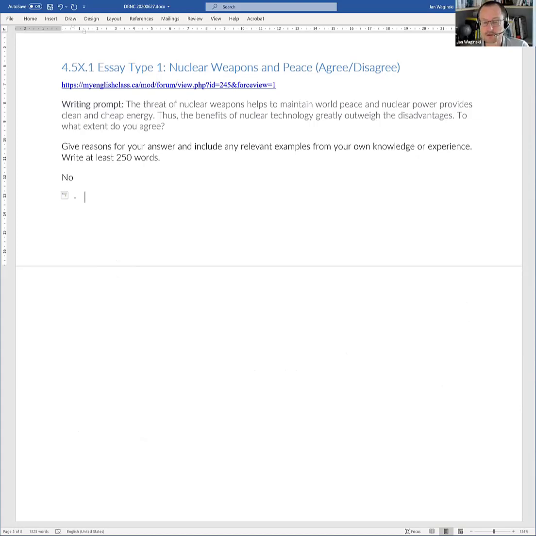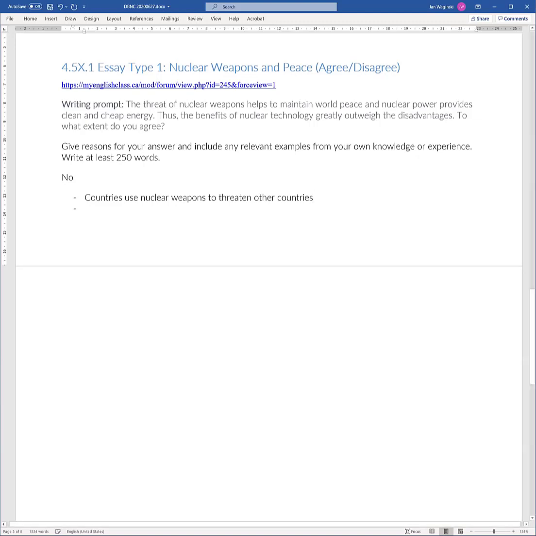Okay, so just to develop your idea further, you have to provide an explanation for your position. So why do you say that nuclear weapons contribute to war or contribute to violence? Because that's what Russia, for example, and other countries use it for, just to threaten other countries. For example, not long ago, in North Korea, the dictator was using nuclear weapons to threaten Japan.